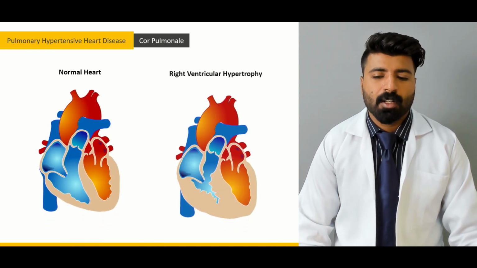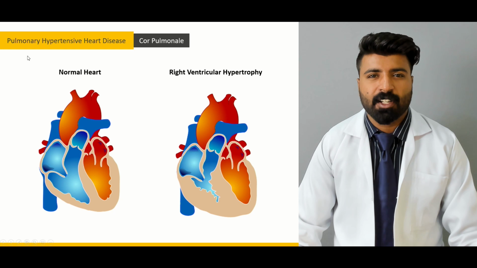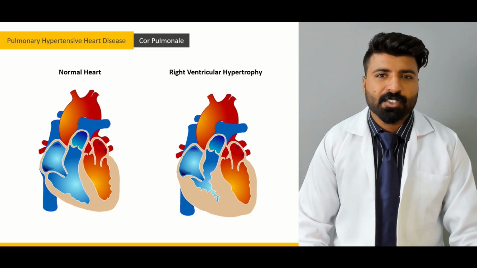This is a normal heart. Now this is a right ventricular hypertrophy. Now, why is right ventricular hypertrophy happening here? Because the pulmonary vasculature is being affected here. When the pulmonary vasculature gets affected, pooling of blood occurs in the pulmonary vasculature.